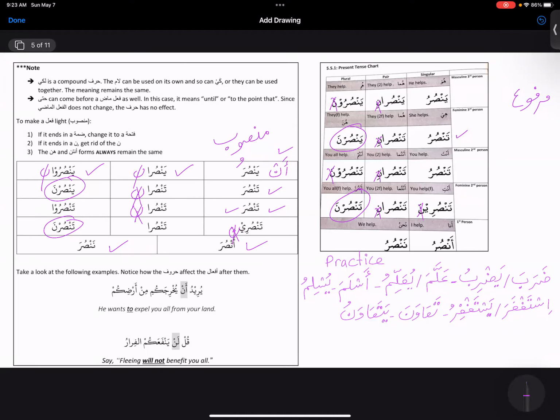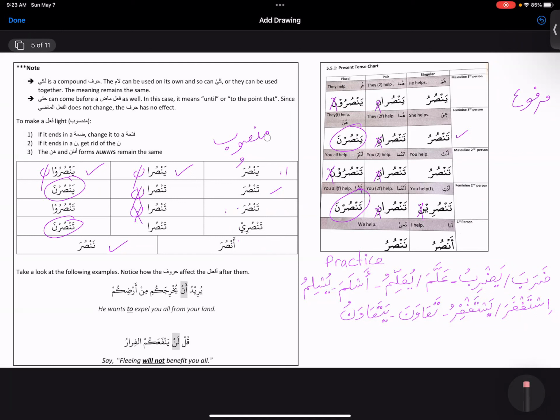An ansura, an nansura. And this is how you can take all these particles, these huruf, put them before, and make fail mudariya mansoob. Make sense? Yes. Okay.